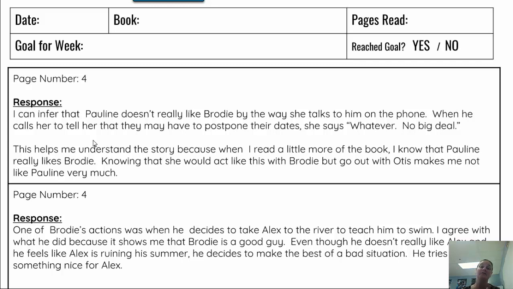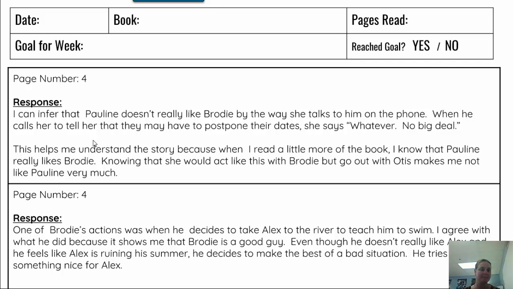This helps me understand the story because when I read a little more of the book, I know that Pauline really likes Brody. Knowing that she would act like this with Brody but go out with Otis makes me not like Pauline very much. So that's how it helps me understand the story more.